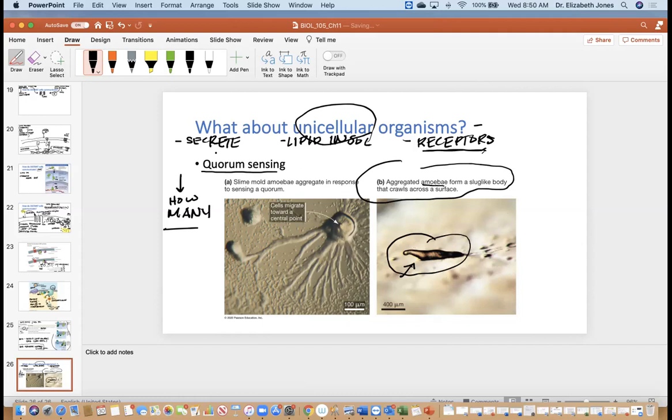So I just want to bring up this concept of quorum sensing as something that you may come across again in the future. I would ask you to read a little bit about it in your text. There's only like a page or two of it, okay? And I am going to hold you responsible for that information for the purpose of quizzes and exams.